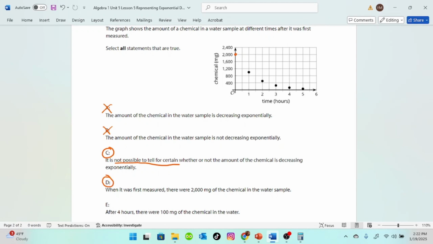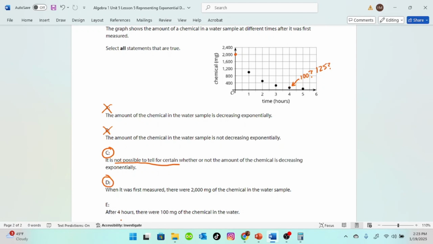And choice E says after 4 hours, there were 100 milligrams of the chemical in the water. And so they're talking about this point down here at the bottom. And while we know it's somewhere between 0 and 400, and that could conceivably be 100, we don't know for sure, because when we originally estimated that it might have been getting cut in half each time, 2,000, 1,000, 500, 250, we originally would have been assuming that it was 125.